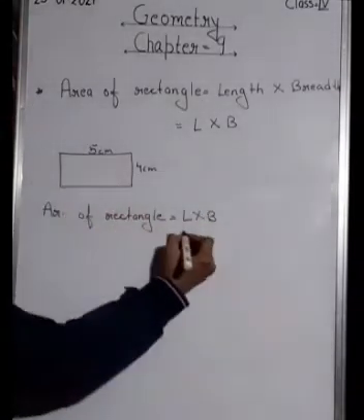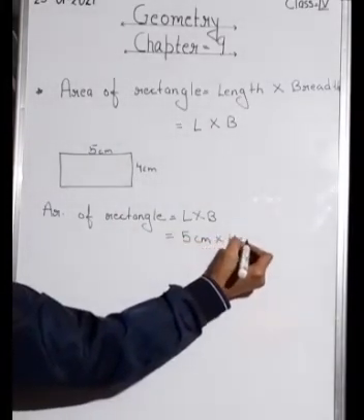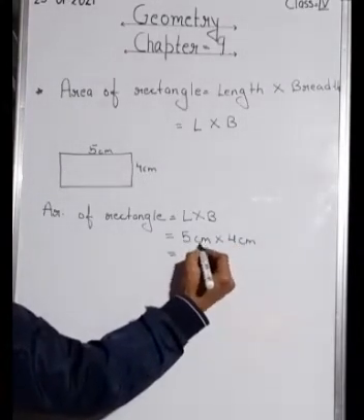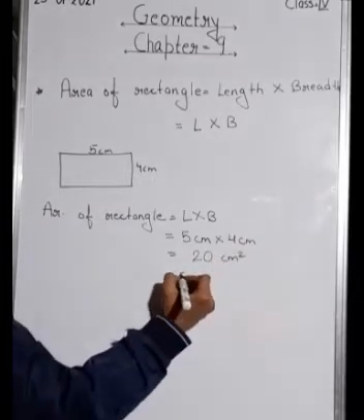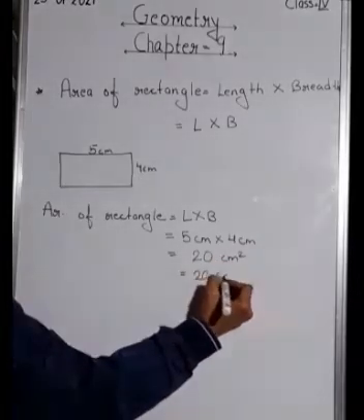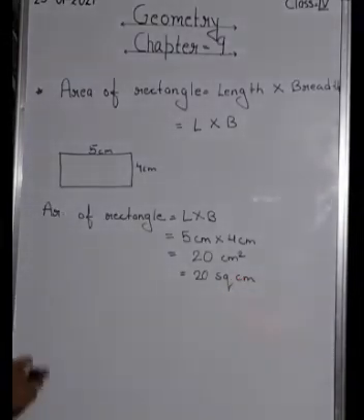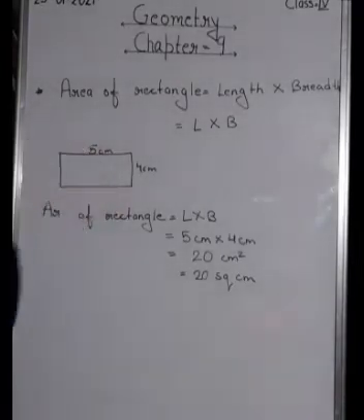So what is your length? 5 centimeter. So you will write 5 centimeter into 4 centimeter. Now 5 fours are 20, and then centimeter into centimeter will be centimeter square, or you can write 20 square centimeter. Clear? Suppose I told you to find out the perimeter of this rectangle.